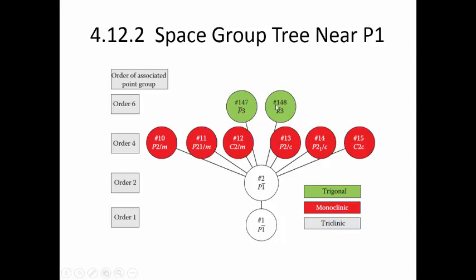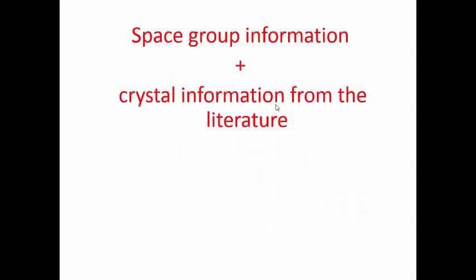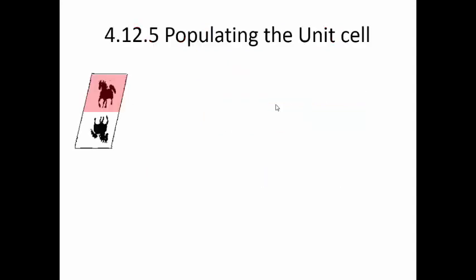And here we have all of these are monoclinics, and these two are both trigonals. And you can read that right off your point groups, off the international tables. So the space group information plus the crystal information from the literature gives you your structure of the crystal.